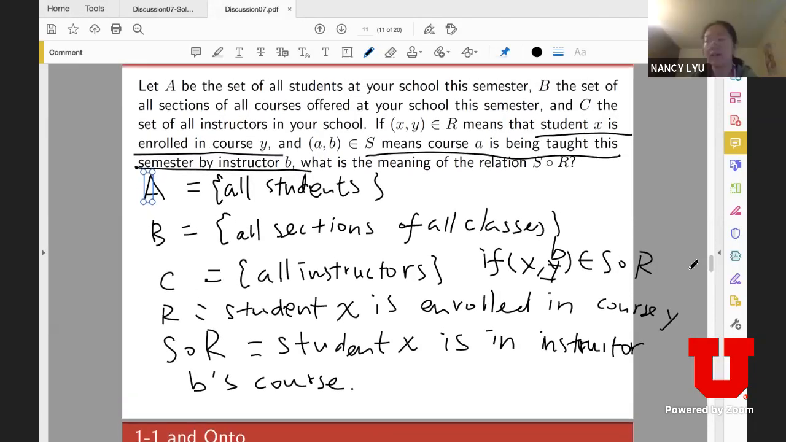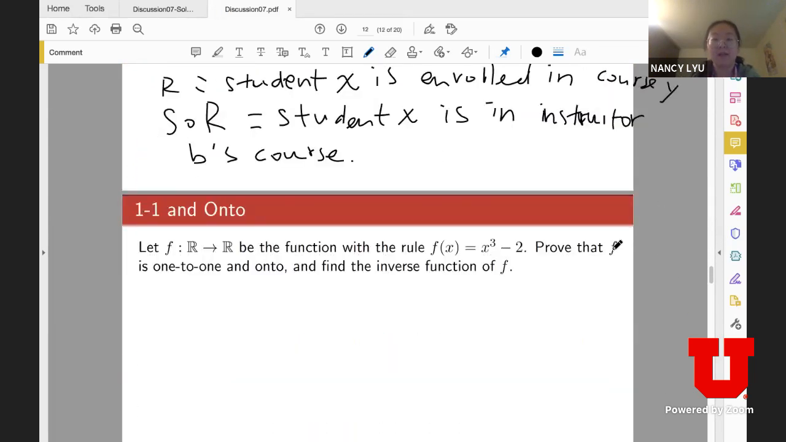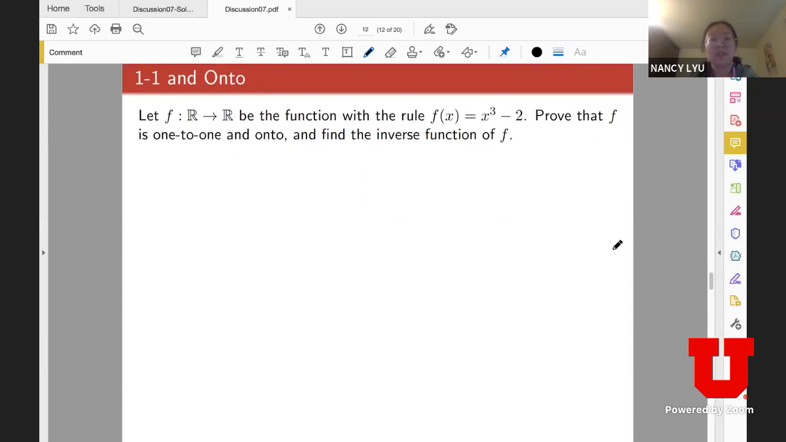Okay, is that clear to everyone? All right, so next one is one-to-one and onto. So we have like 1 minute left, let's do this real quick. So we want to prove F is one-to-one and onto.